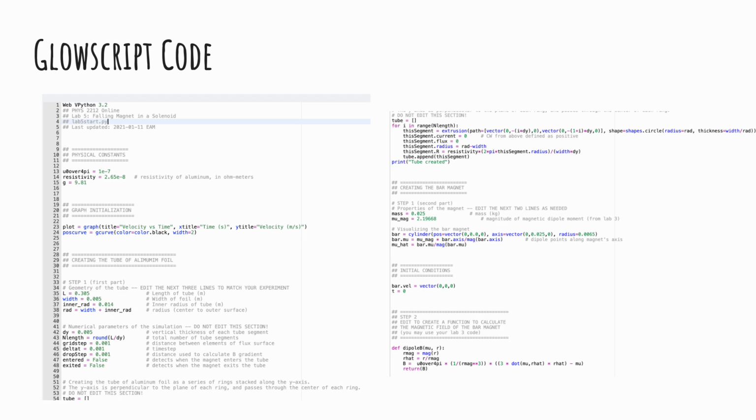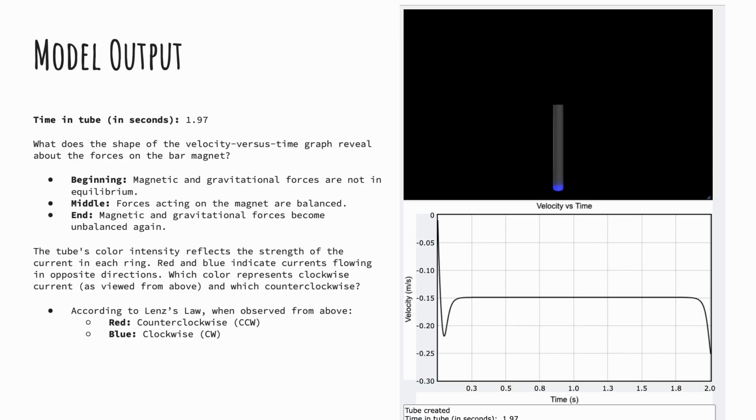So here's some of the GlowScript code as mentioned here. Now let's take a look at the model output, right? In the computational model, we define key constants such as the mass of the magnet and its magnetic dipole moment, as well as the tube's dimensions. The model treated the aluminum tube as a stack of rings. For each ring, we calculated the magnetic force acting on the magnet. By summing these forces with the gravitational force, we computed the net force, which was then used to update the magnet's velocity and position as it moved through the tube. The computational model predicted a total time of 1.97 seconds, which was slightly longer than the experimental result.